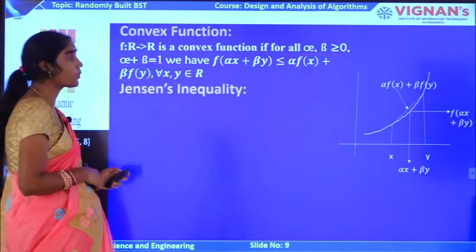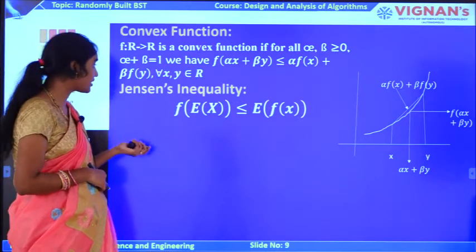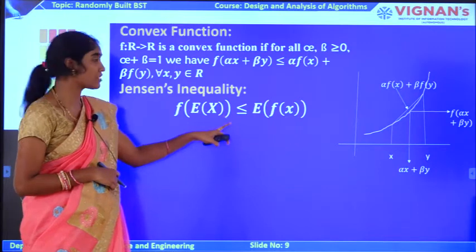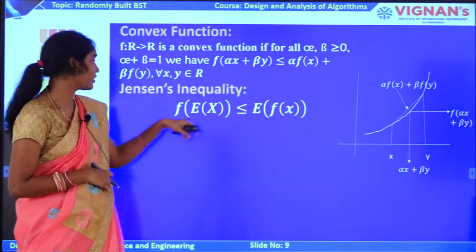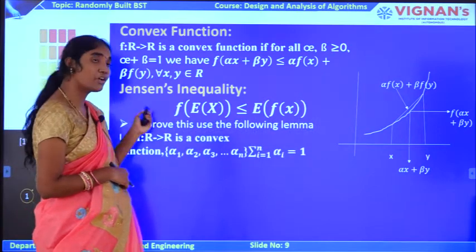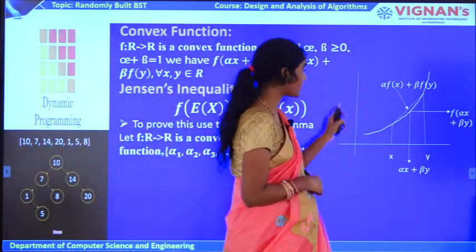Now, for Jensen's inequality, your f should be a convex function. What Jensen's inequality says is that f of E of x is less than or equal to E of f of x. We will prove that. In order to prove this, we are using a lemma. Before going to that, here is a small graph.